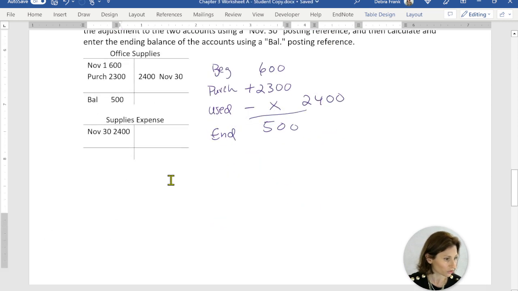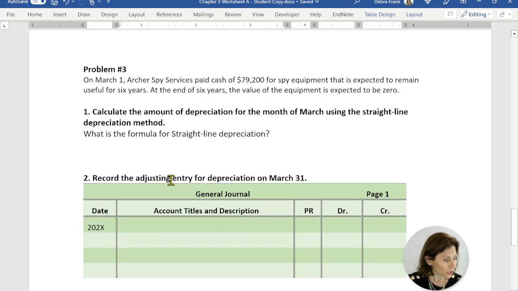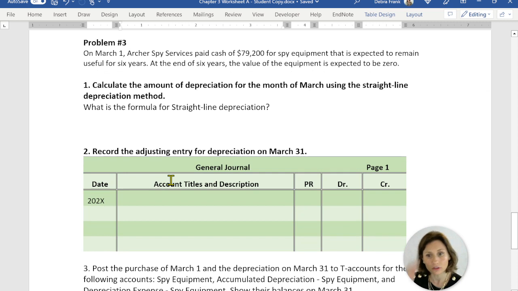Let's do depreciation. So here we have again another deferral, another expense that we're going to need to record to true things up. And so we have here depreciation that we're going to do. We're going to learn the straight line depreciation method, which is really easy. Again, easy math. So we should be okay with this one. And then we'll learn later on more depreciation methods.